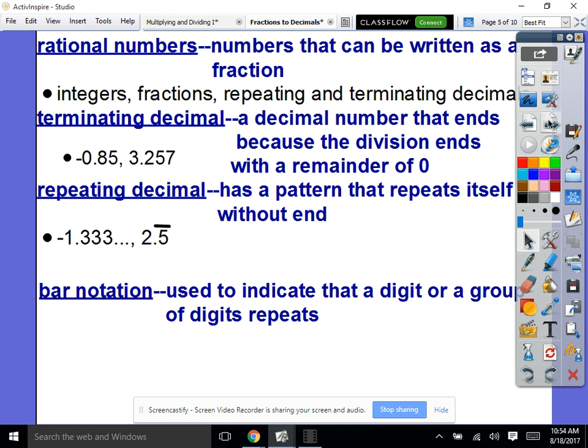All right, a repeating decimal has a pattern that repeats itself without end. We have negative 1.333, and then you see the ellipsis. This just means that the pattern keeps going, and you will see that quite often. Another way that you can see that will be 2.5 with a bar over the 5. That bar notation means that 5 keeps repeating. And your definition: bar notation is used to indicate that a digit or a group of digits repeats.